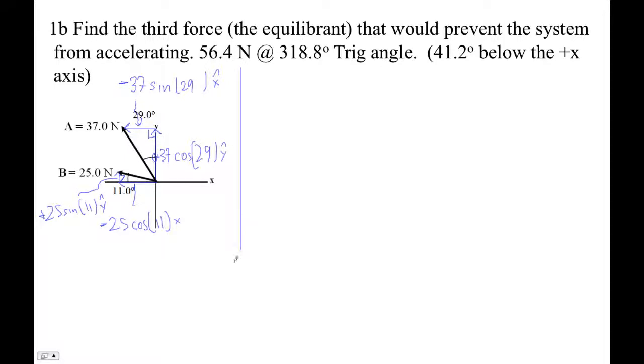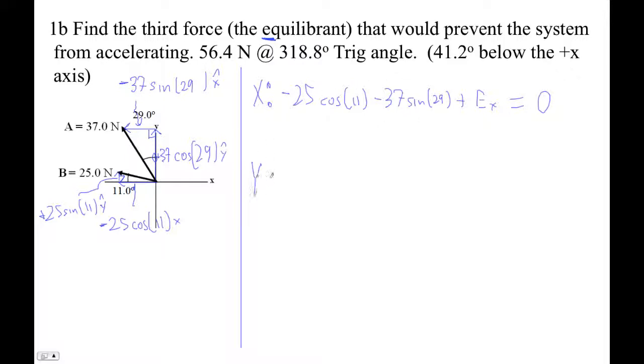Now what we've got to do is set up our equilibrium equations. We're just going to add up all the forces. Now there's a third force called the equilibrant, that's this guy here. I'm going to find the x component of the equilibrant first. We've got negative 25 cos 11, and then negative 37 sine 29, and then some component, E, I'll call it the equilibrant in the x direction, adds up to 0. It's some number such that all the forces in the x direction add to 0.